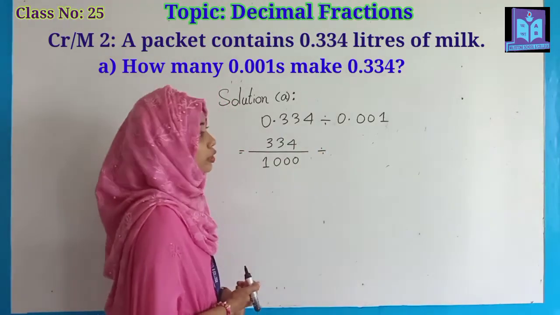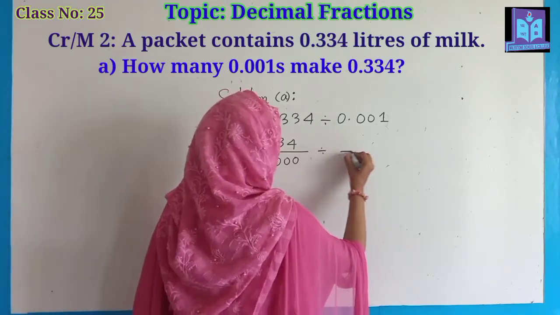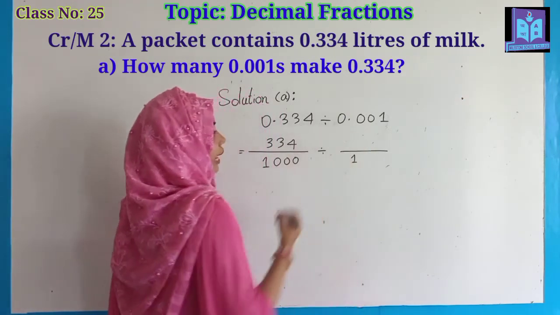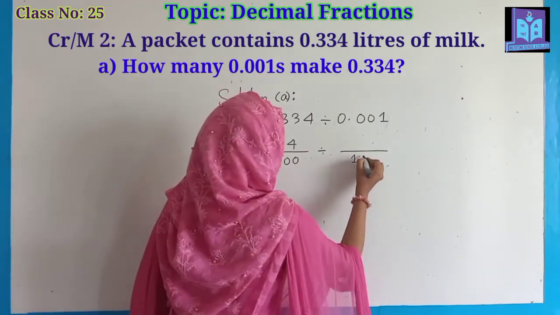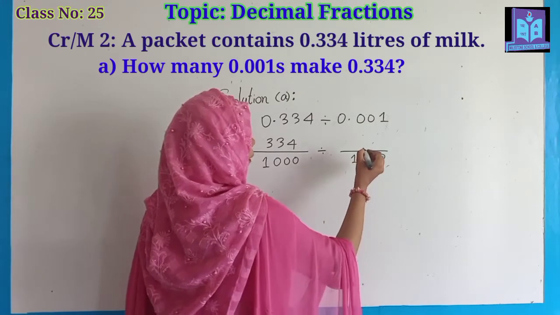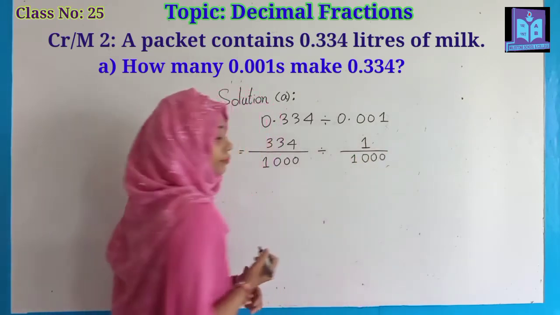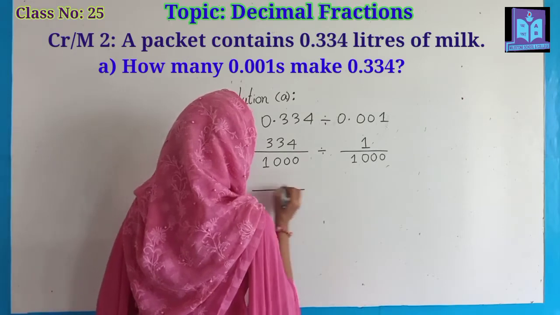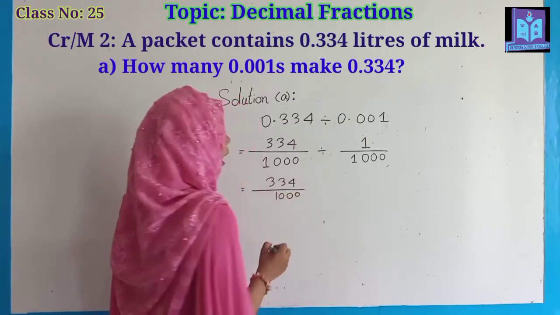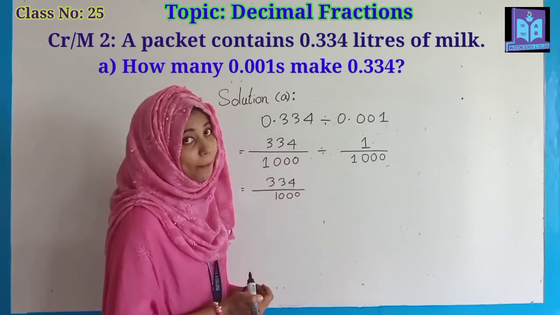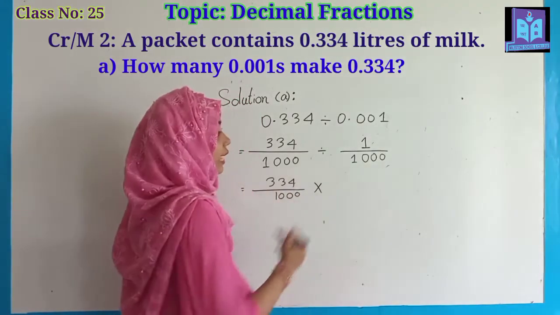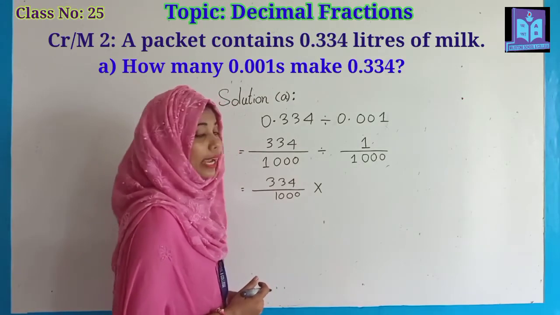Similarly, we will convert 0.001. Below the fraction bar, for the point I will write 1. After the point there are 3 digits. It means we will write 3 zeros. So I got the denominator. Without the point, our numerator is 1. So I will write the first fraction, 334 by 1000. And the division converts into multiplication. That means a multiplication sign. After the division sign, there is 1 by 1000.